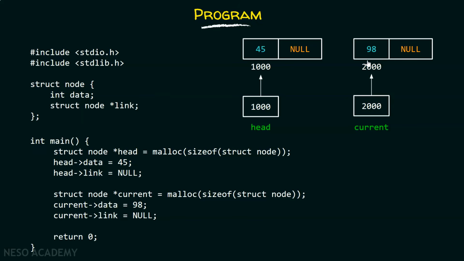Now the next step is to update the link part of the first node so that it can point to the second node. So this is the way we update the link part of the first node. The link part of the first node now contains the address 2000 because here I am initializing this with current. Current contains the address 2000. That is why head link equal to current gives this address, that is 2000. It means the link part now contains this address 2000, which means that now the first node is connected to the second node.